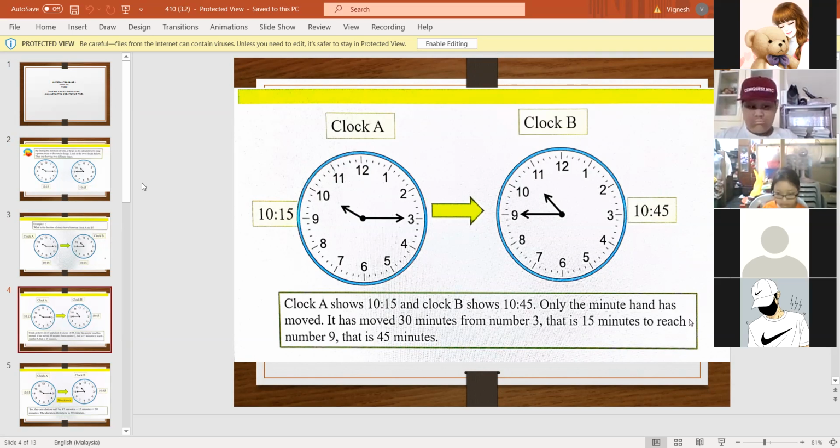That means it moved how many minutes? From number 3, number 3 is 15 just now, correct? And it moved to 9. 9 is 45. So it moved how many minutes, class? 15 to 45. Louder, Hema, cannot hear you. 30 minutes. Very good. It moved 30 minutes from 3, that is 15 minutes, to reach the number 9, which is 45 minutes. So it has moved 30 minutes.